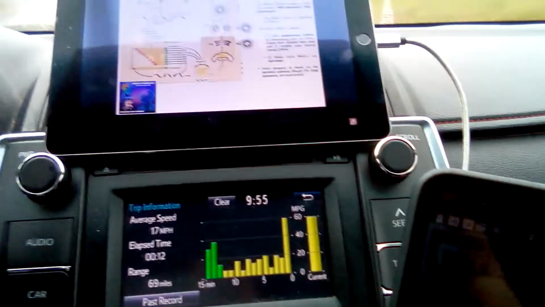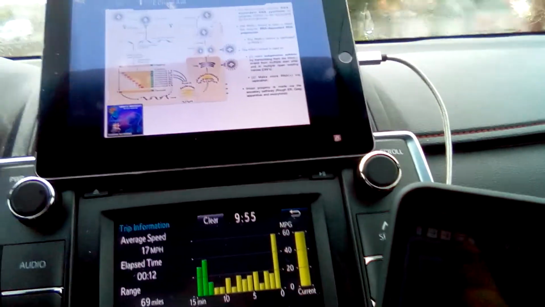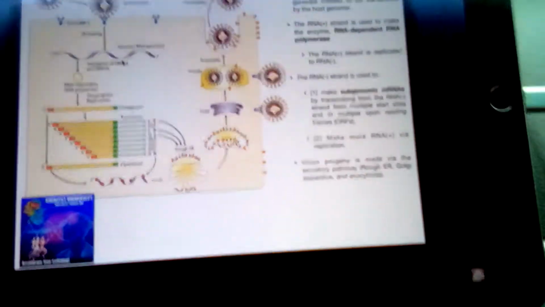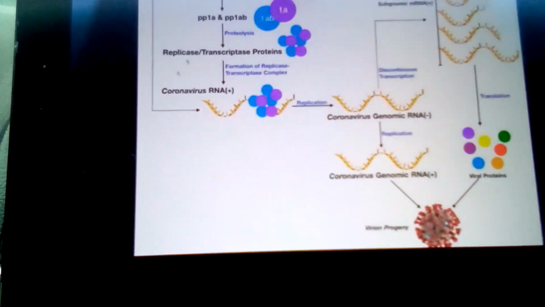long. And then the host cell machinery, that is the ribosomes and so on and so forth, are going to translate this RNA strand. And they're going to translate it in a couple of open reading frames. We're actually going to look at that on the next couple of slides.